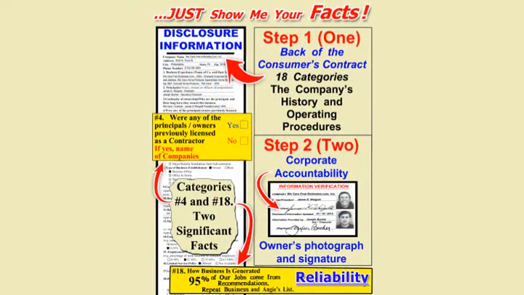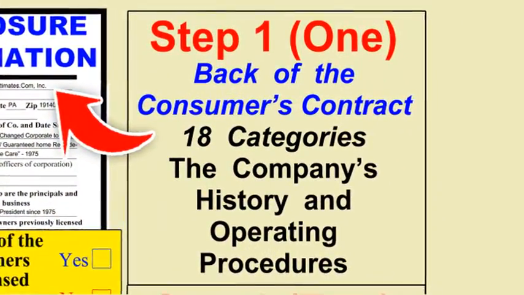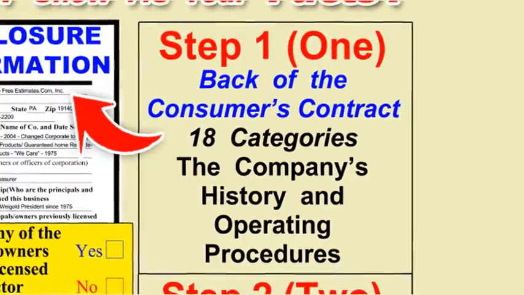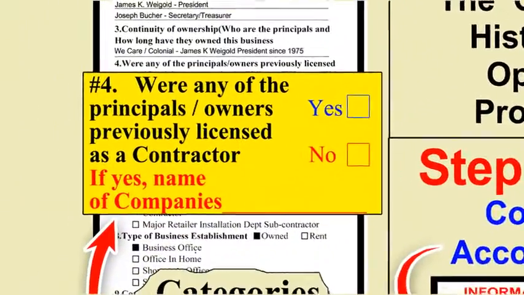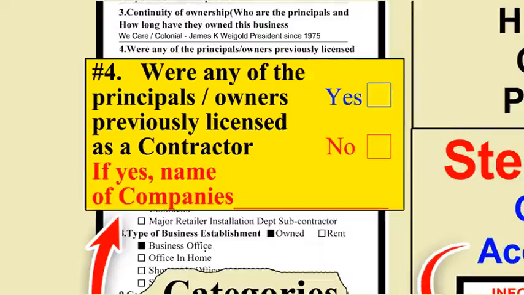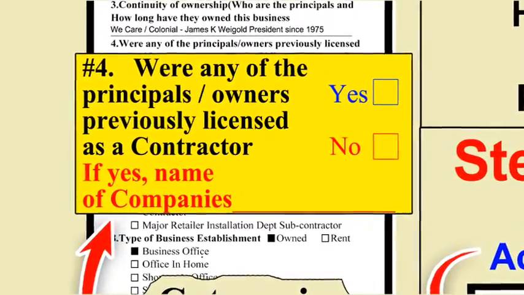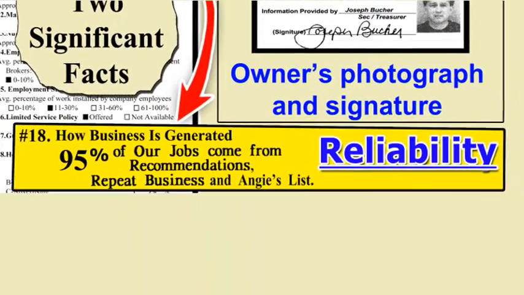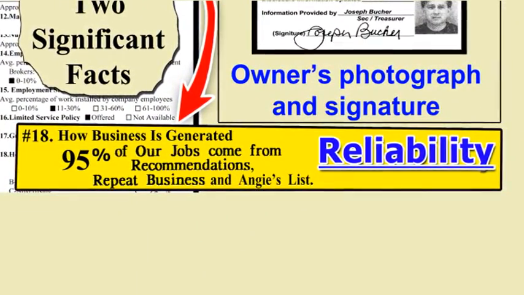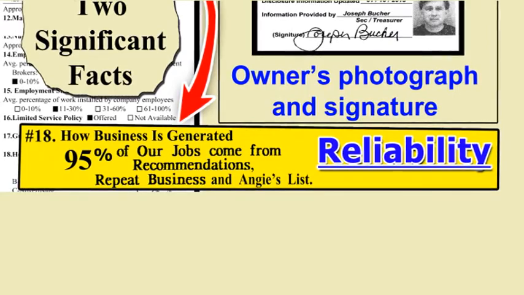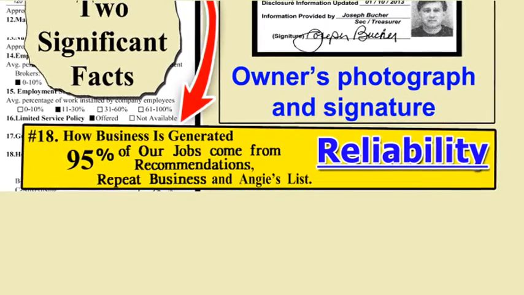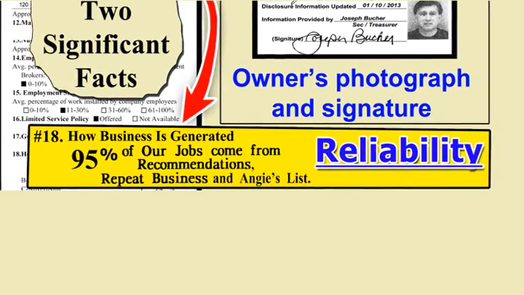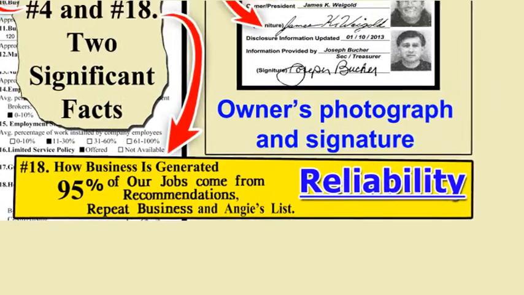Step 1. Disclosure information on the back of the consumer's contract. 18 categories, the company's history and operating procedure. Category 4, were any of the principals or owners previously licensed as a contractor? If yes, name the company. Category 18, how business is generated. Off-the-job recommendations and referral compared to advertising. This is an indication of the contractor's dependability and reliability, for if you don't treat people right, they truly don't recommend you.